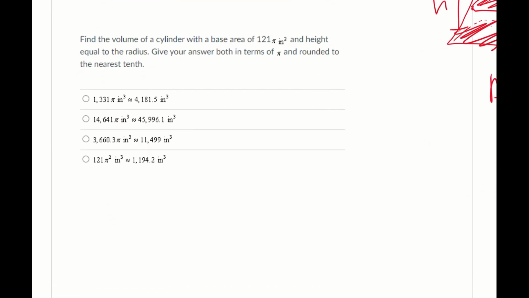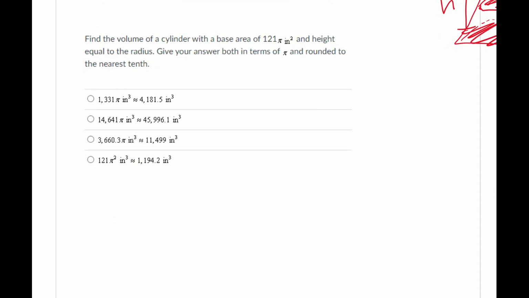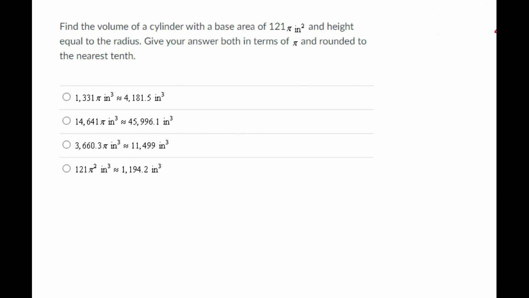Okay, so for the next question, find the volume of a cylinder with a base area of 121 pi inches squared. That should say inches cubed, by the way, not squared. Oh, actually, no, that's correct. They're talking about the base area, not volume. They want you to find the volume with the base area. So the base area is 121 pi, and the height is equal to the radius.